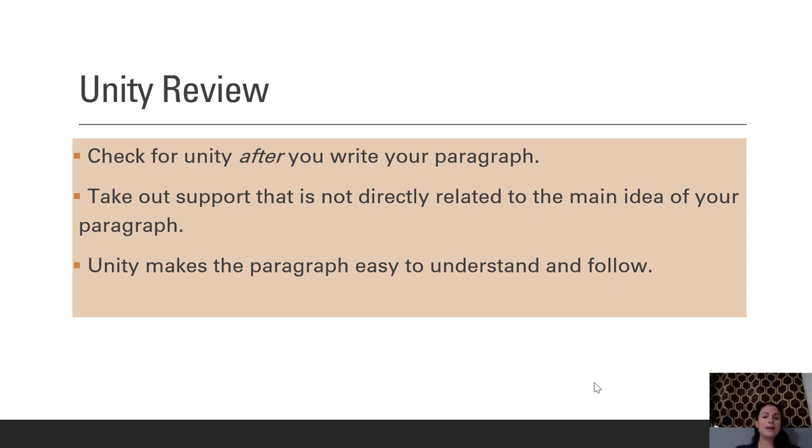Unity is important because it makes the paragraph easy to understand and follow for your reader. They don't get sidetracked by these other ideas. They can really stay focused on the main point that you're trying to make. So that is unity.